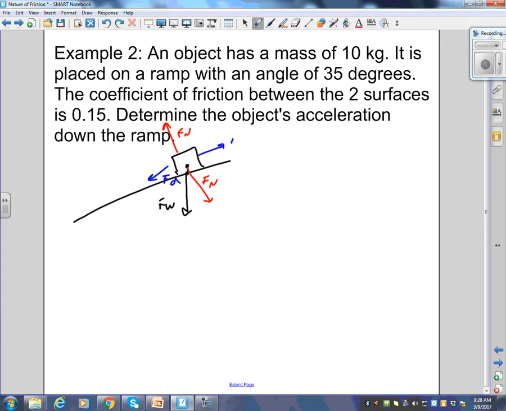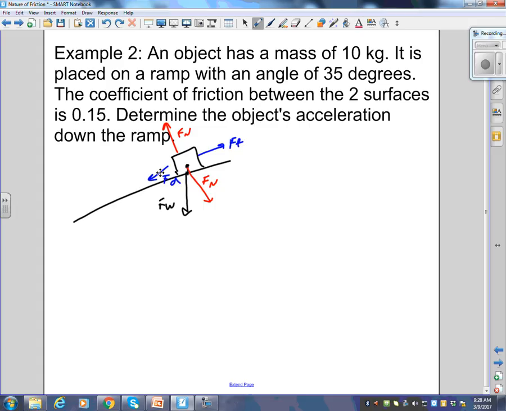It'd be like this, right? The friction would be opposite like that. And if the FD was more than the friction force, then it would slide down the ramp. And it says determine the object acceleration, so we're going to make the assumption that that's actually the case, right? Okay, so how do I find FD and FF?